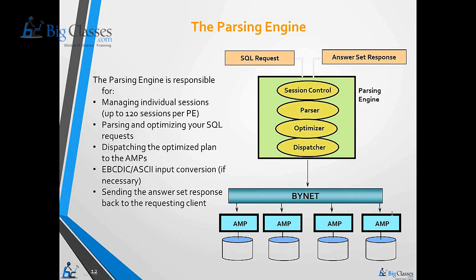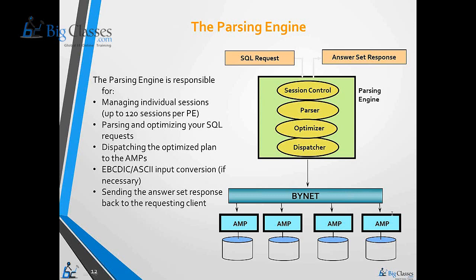That will be controlled by your parsing engine. That is called the optimizer and dispatcher. As a whole, the parsing engine and optimizer will do that for you. The dispatcher dispatches the plan created by the parsing engine to the BYNET system. BYNET is a communication mechanism between your parsing engine and an AMP. An AMP is a processing unit for your query.